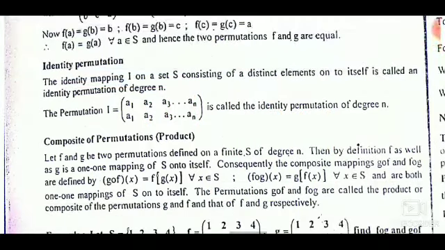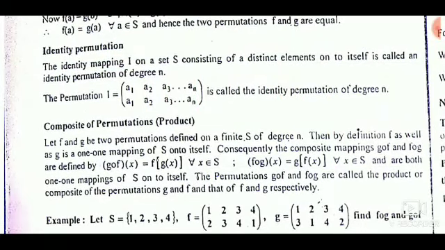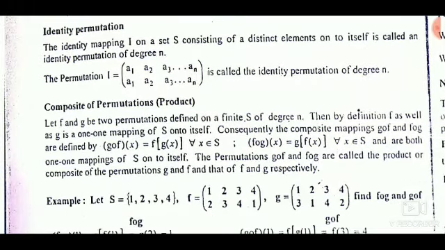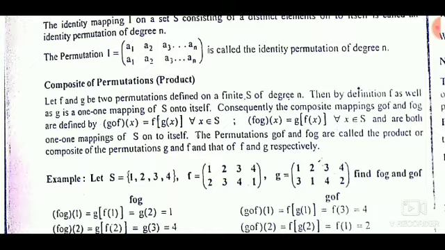Okay. Whenever a point takes to itself, a permutation I takes to itself, it's called the identity permutation of degree n. So how many elements? That is the degree. So if you have n elements, then the degree is n.